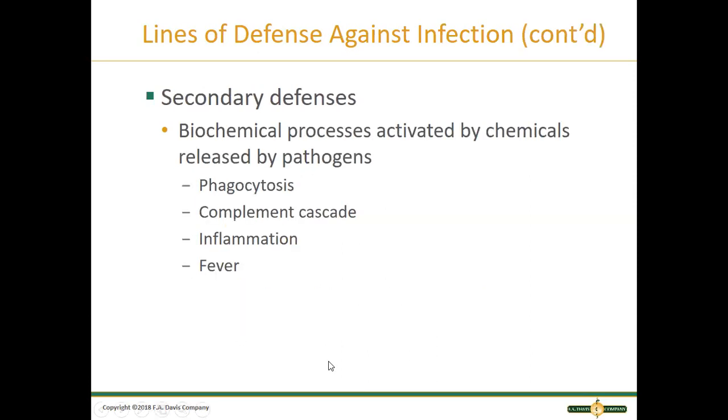Our secondary defenses, these are the biochemical processes that are activated by chemicals released by pathogens. There's phagocytosis, complement cascade, inflammation, fever. Those help naturally stop an infection before we start giving them medicine. It's the natural response.